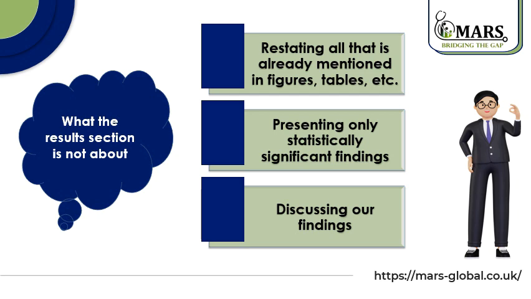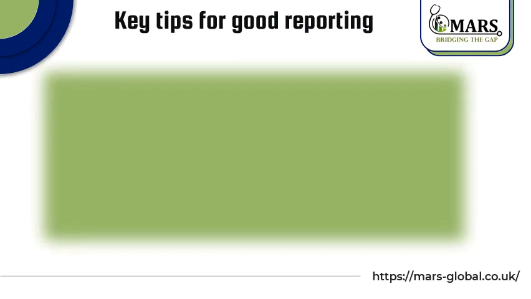Results section is not about presenting only statistically significant findings, because we need to report everything, whether associations were found or not. And finally, it is not about discussing our findings, because there's a section dedicated to that, which is the discussion section. We'll now look at some key tips for good reporting.